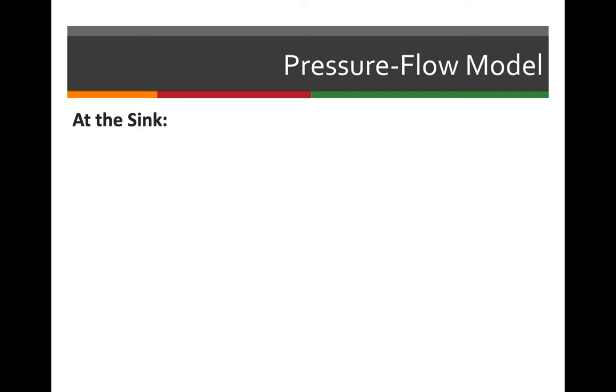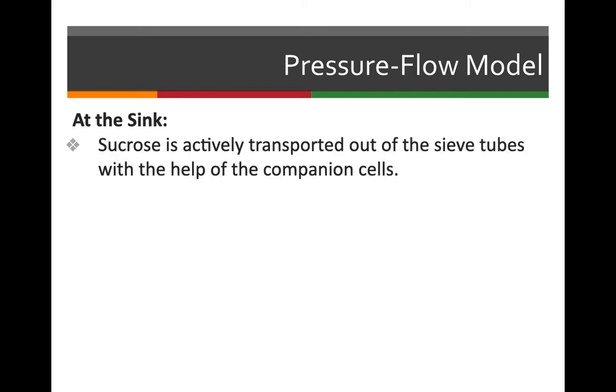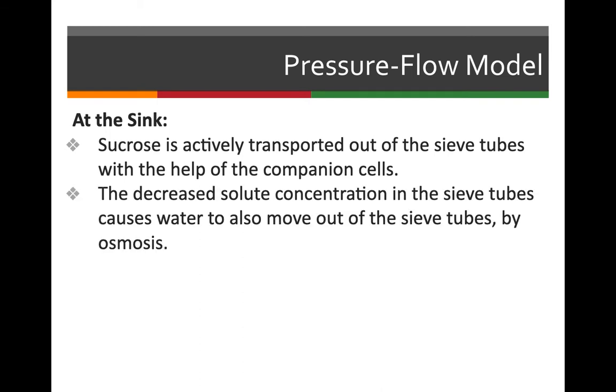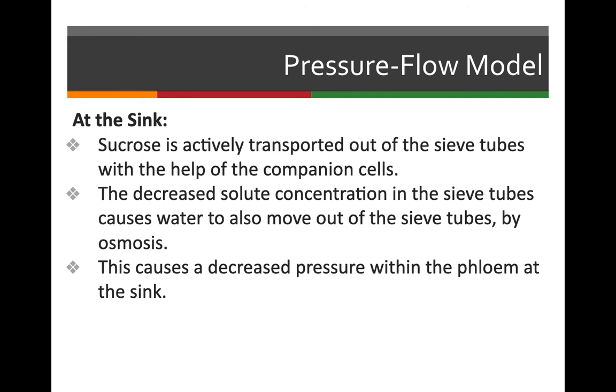So then at the sink, the sucrose is actively being transported out where it's needed. So this decreases the solute concentration. So now there's less sucrose in that region of the phloem. So the water is also going to move out. So you can think of it as the water always follows the sucrose. So if the sucrose goes in, the water goes in. If the sucrose goes out, the water goes out. And so what that does at the sink, the water goes out. This decreases the pressure at the sink.